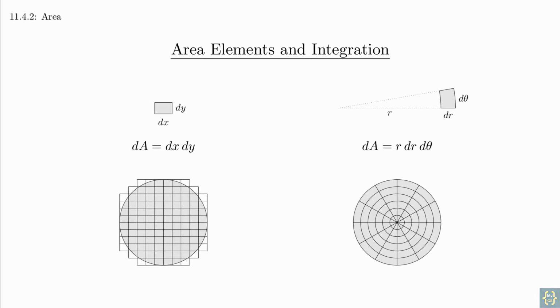It's worth noting that there are other ways to cut up a region, and if we use a different shape for the area element, then we end up with a different formula. In some cases, those alternative area elements are a better match for the region of integration, and this can lead to some computational simplifications. We will talk about this in more detail in a later section.